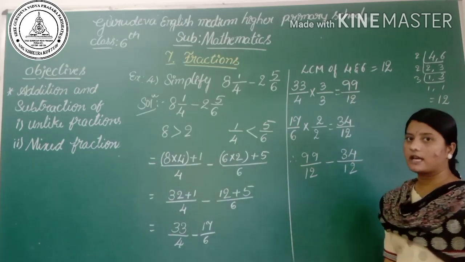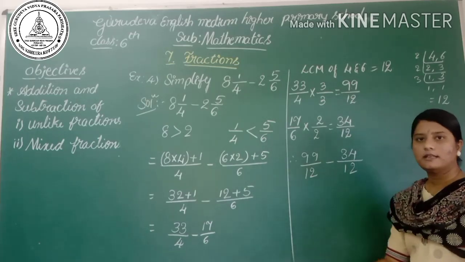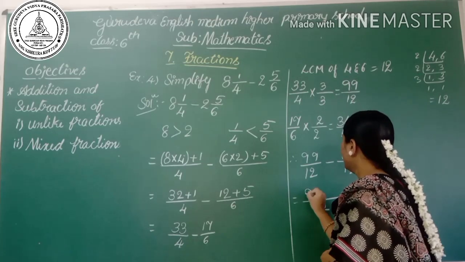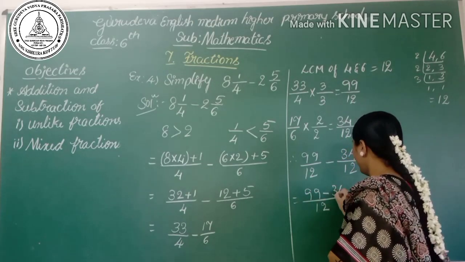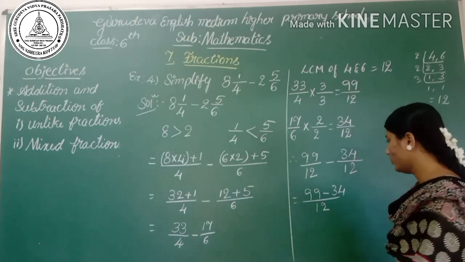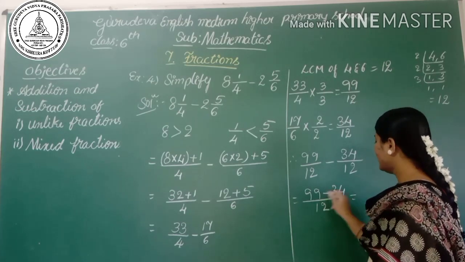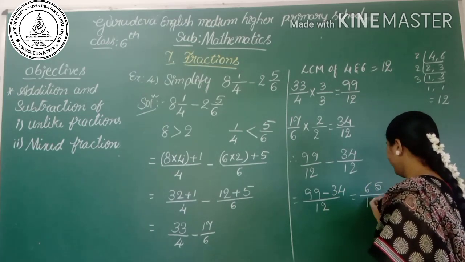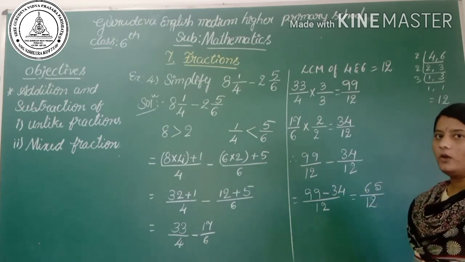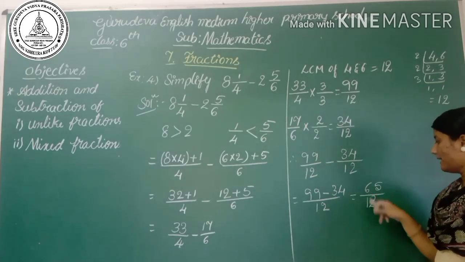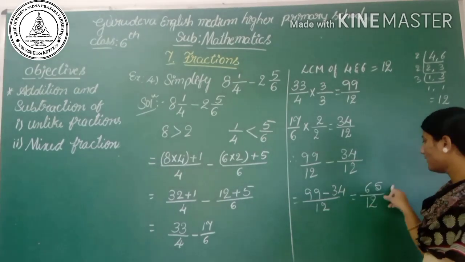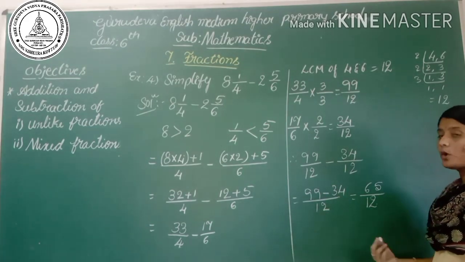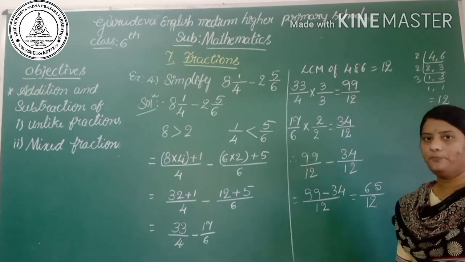Yes, now these two fractions are like fractions. Now it is very easy to subtract. Okay. Yes, write the denominator as it is, 12, and subtract the numerators, 99 minus 34. Then subtract here. 9 minus 4 is 5. And 9 minus 3 is 6, divided by 12. Okay. Yes, now see here 65 by 12 is an improper fraction. So we have to convert it to a mixed fraction.